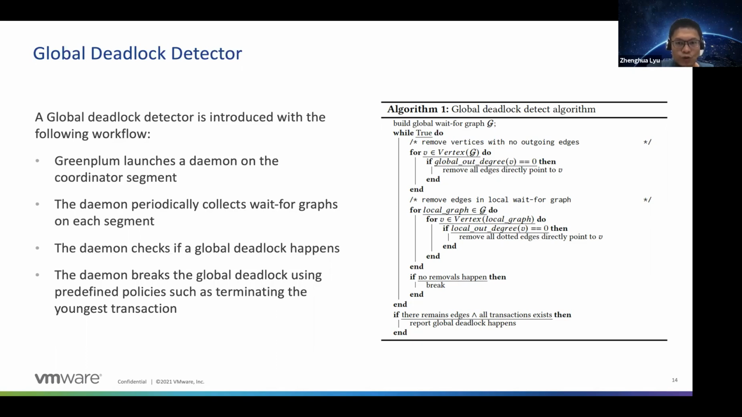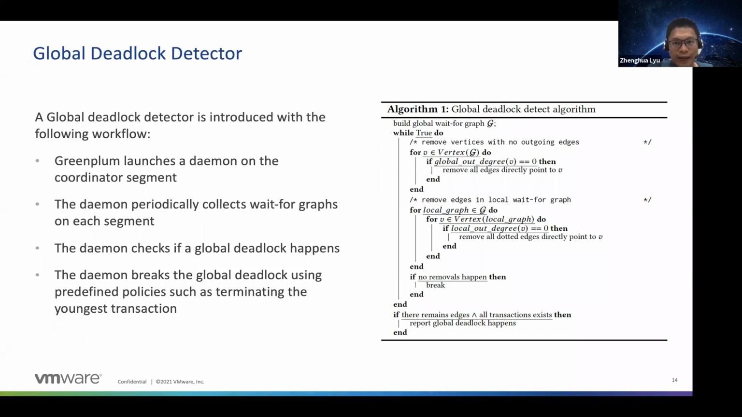Second, there are two kinds of wait-for edge in the wait-for graph, a solid edge and a dotted edge. A solid edge means the edge can only be gone after the resource holding transaction is over, either aborted or committed. The dotted edge means that the wait-for relation does not depend on the lifetime of the transaction.